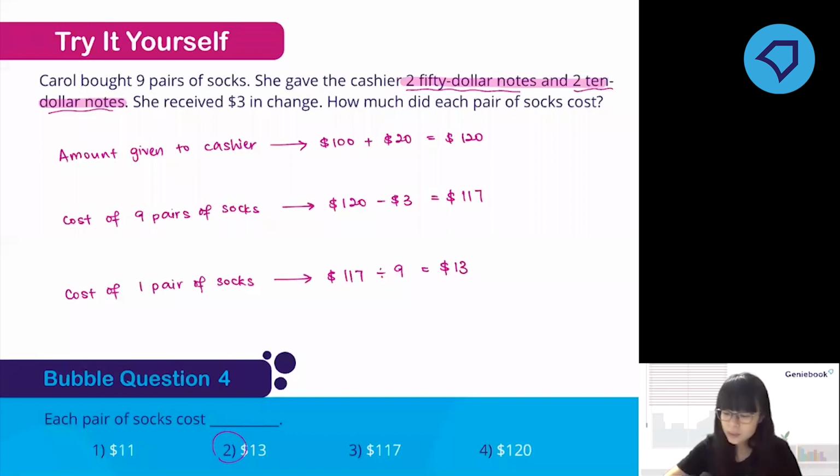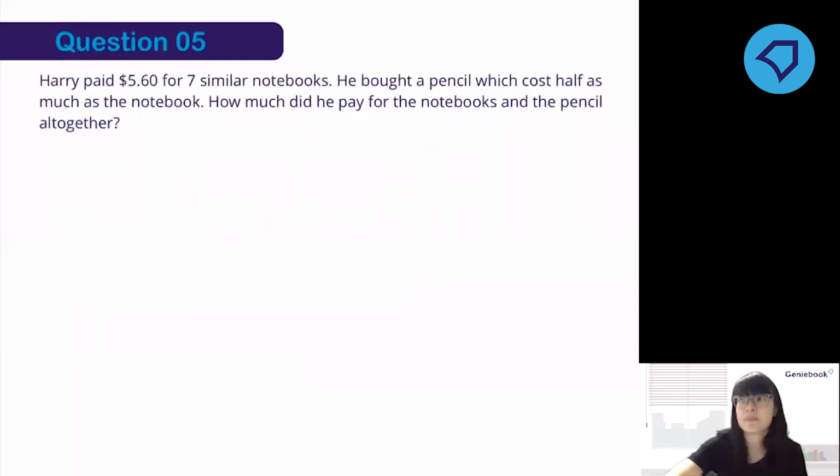All right, so let's go on to the next type of question. Let's take a look at this one. Harry paid $5.60 for 7 similar notebooks. He bought a pencil which cost half as much as the notebook. How much did he pay for the notebooks and the pencil altogether? Does it sound very confusing, like there's a lot of things going on? Are you able to understand the question and answer it? So let's break it up.